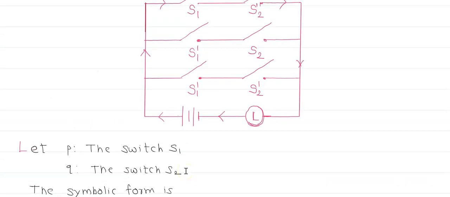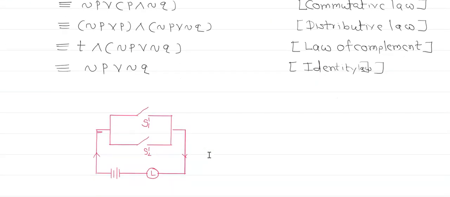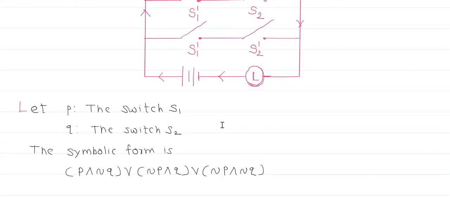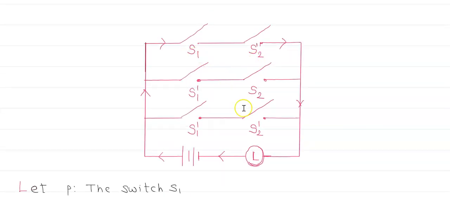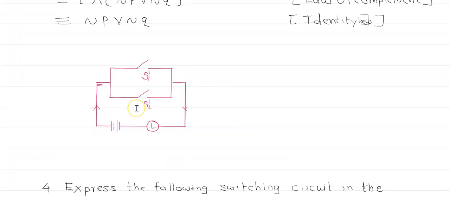Instead of all these switches, we have only two switches, and what are they? That is negation of P or negation of Q. It means that they are in parallel, that is S1 dash and S2 dash. They are in parallel. That is, the switches are minimized. Now see this, how many switches were there? There were a total of 6 switches. Out of the 6 switches, we can minimize up to 2.